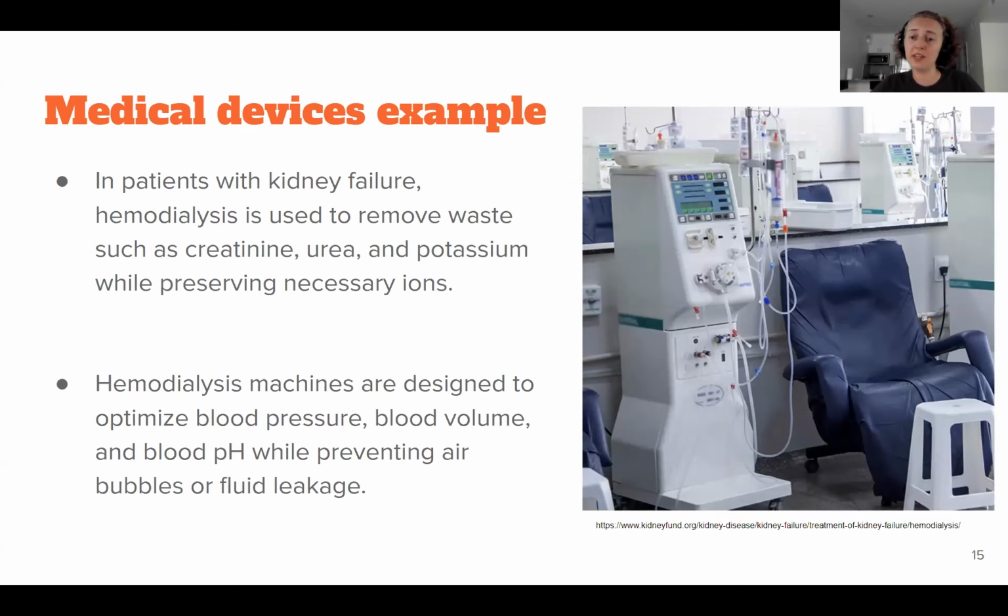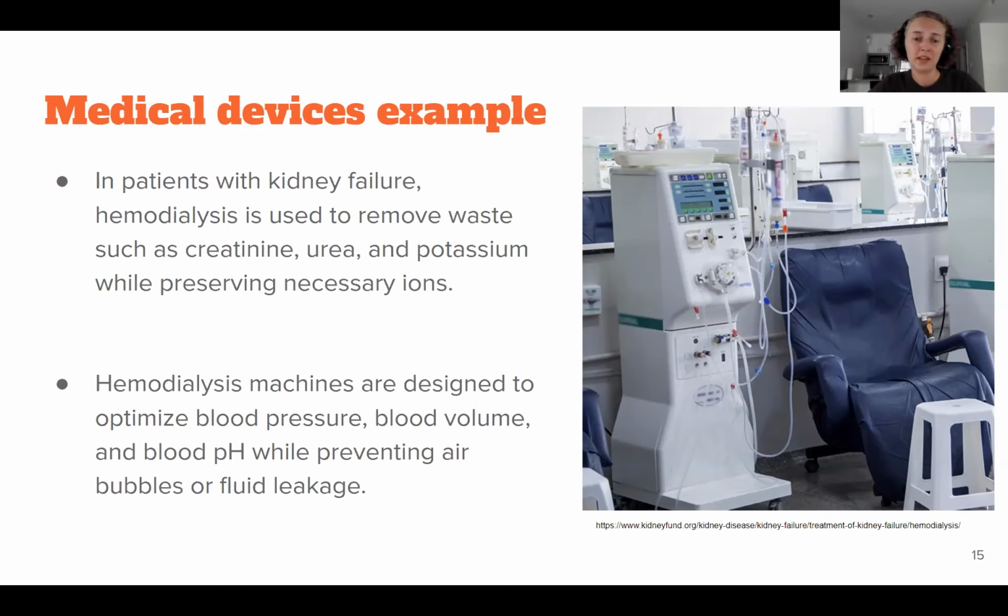So a couple times a week, they go to this center, they sit in this chair, and a needle is inserted into their blood vessel, just as if you were donating blood or giving blood at the doctor's office. And their blood is run through this machine next to them, and then it goes out a different tube and into a different needle back into their arm. So this machine is able to completely replace their kidney function. It removes waste products such as creatinine, urea, and potassium while preserving the necessary ions and the water concentration that they need.